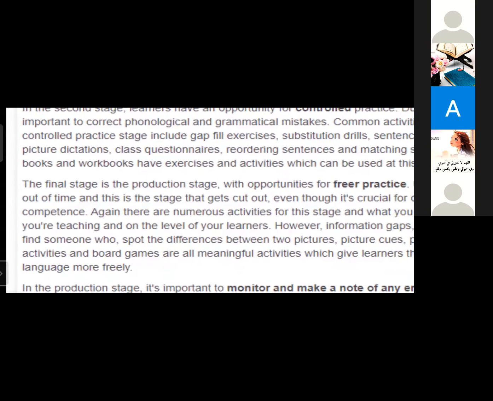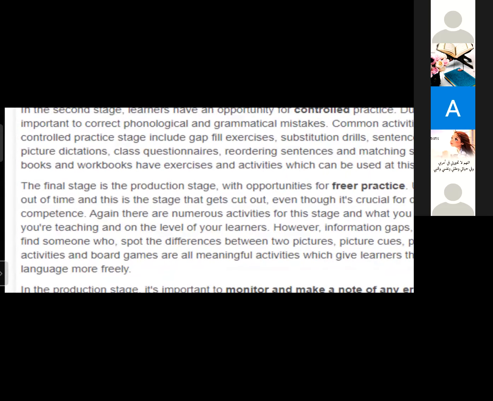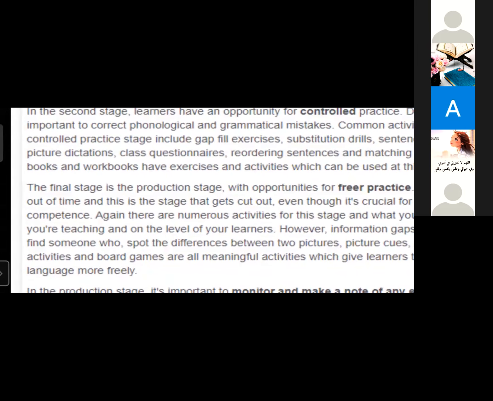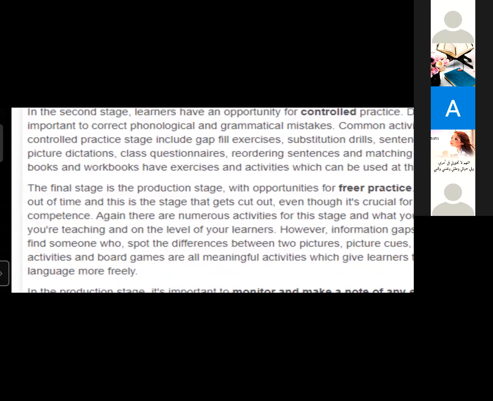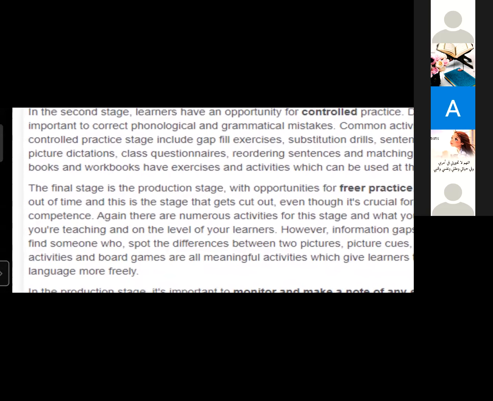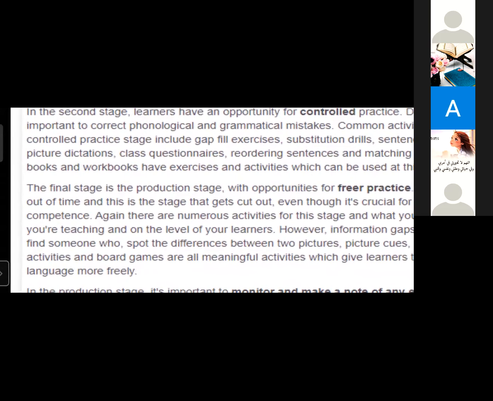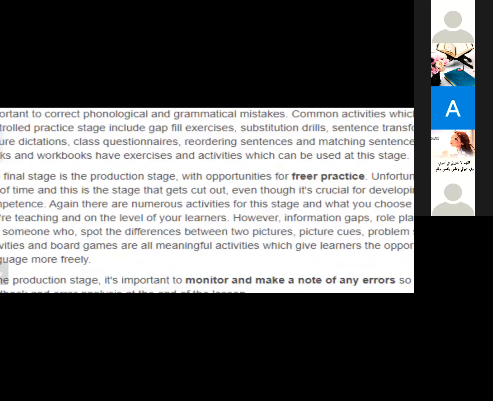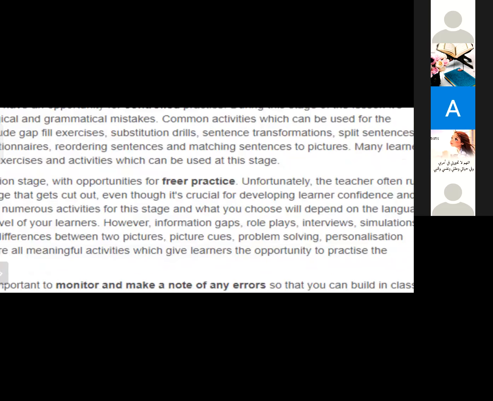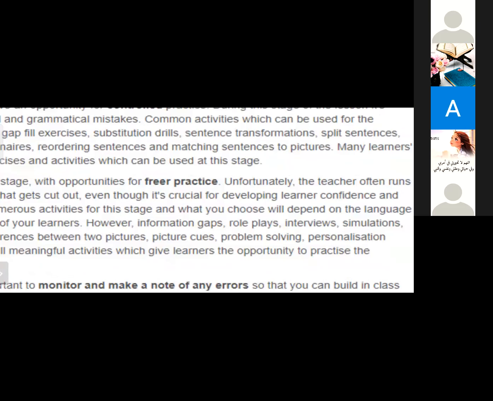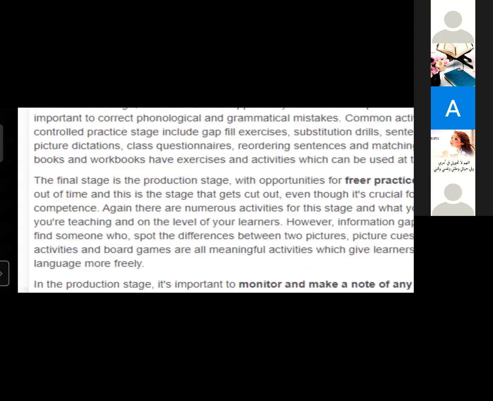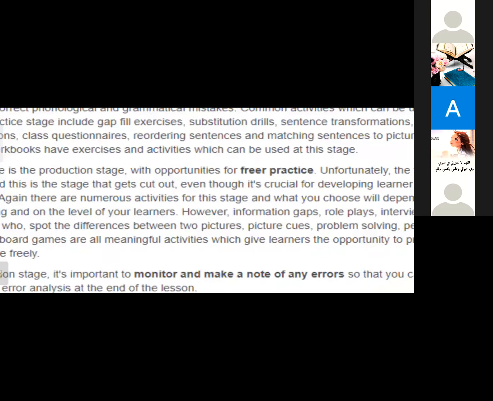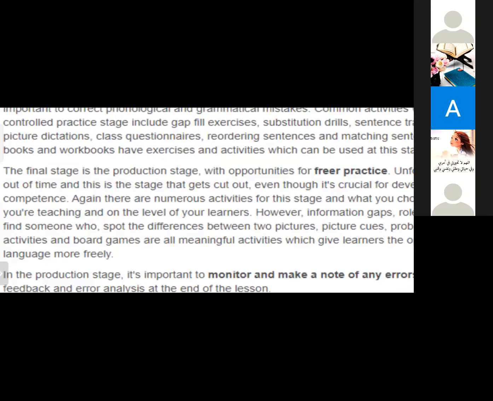So when the teacher comes to the last stage, which is the most important one, when the learners have to practice the language, here time is running out. So the teacher cannot involve all the learners and the students to practice the language, even though it's crucial for developing learners' confidence, of course, and competence. Again, there are numerous activities for this stage, and what you choose will depend on the language you're teaching and on the level of your learners.